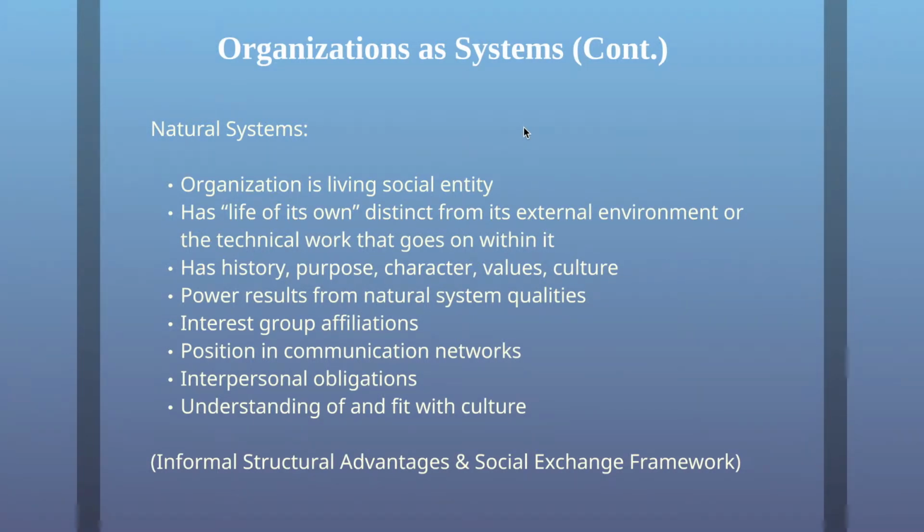The third perspective on organizations as systems is that an organization is a natural system, that it is a living social entity having a life of its own that is distinct from its external environment or the technical work that goes on within it, that the organization has history, purpose, character, values, and culture. In this sense, power results from natural system qualities, interest group affiliations, positions in communication networks, interpersonal obligations, and an understanding of and fit with the culture. This is also known as an informal structural advantages and social exchange framework perspective. This natural systems perspective is, for the most part, the platform that the rest of this information will be based off of, an assumption that an organization is a natural system.